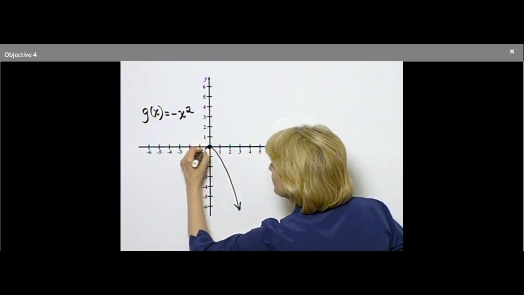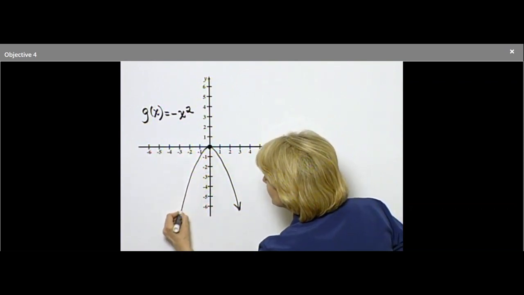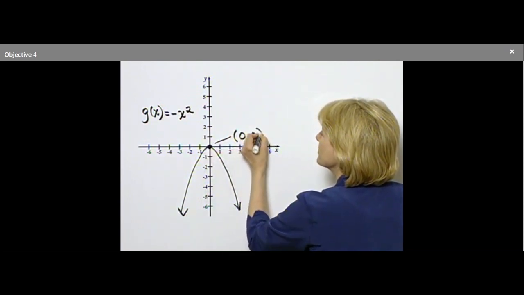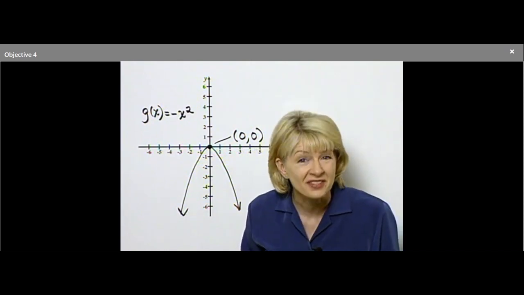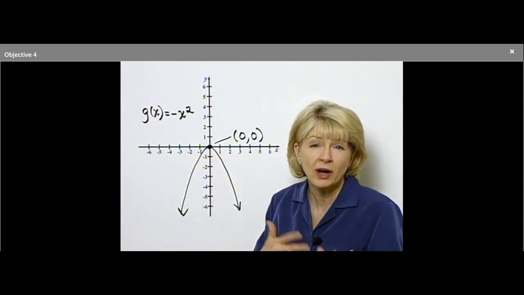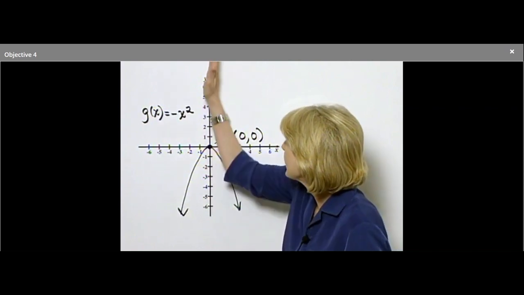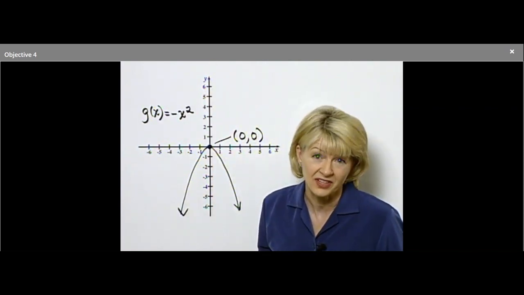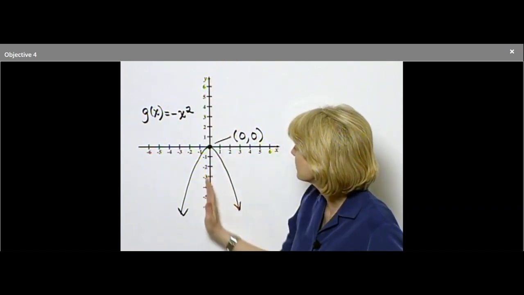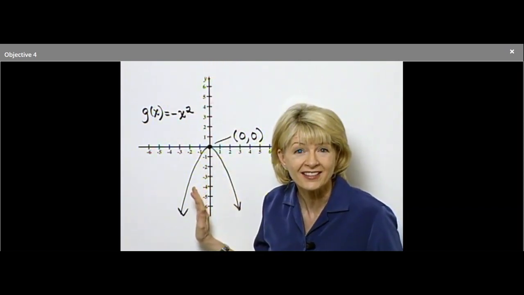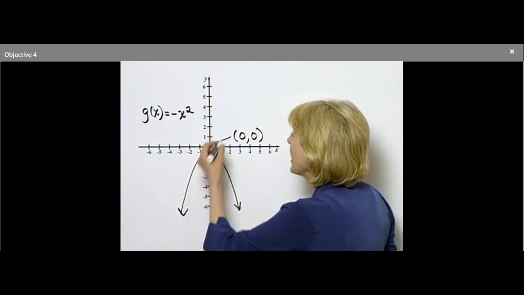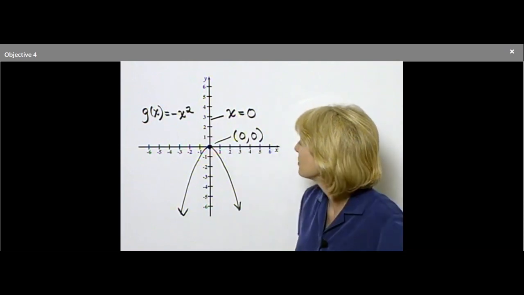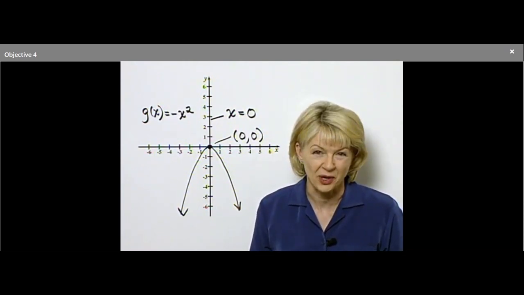And again, please try and imagine that this is symmetric. There is my vertex at (0, 0). What is the axis of symmetry? For quadratic functions, it's always x equals the x value of the vertex. So here, the axis of symmetry is the y-axis. And what is the graph of the y-axis? It's x equals the x value of the vertex, x equals 0.